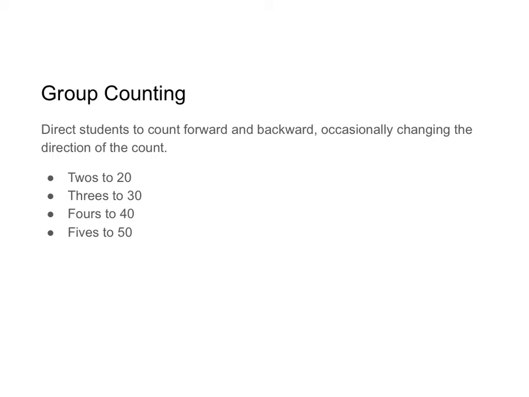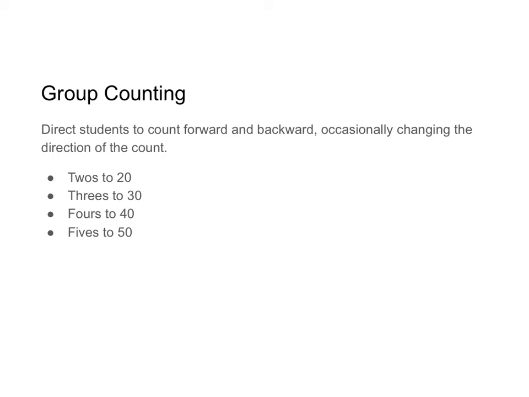All right, let's try 3s, and we're going to go to 30 this time. So we'll count by 3s, kind of doing a similar sort of thing. I'll stop you when we're going to go backwards and tell you when we'll go forward again. So let's start there with 3. 3, 6, 9, 12, 15. Let's go backwards. 15, 12, 9, 6.